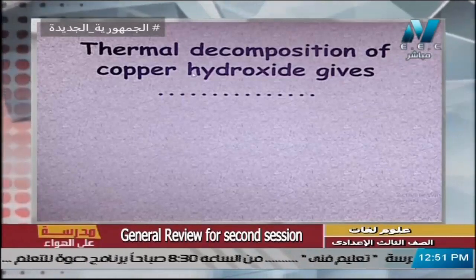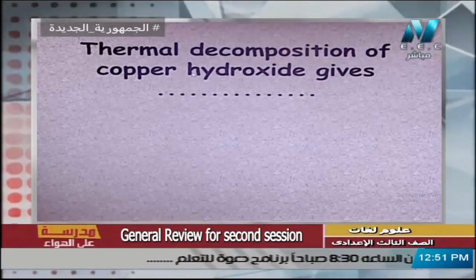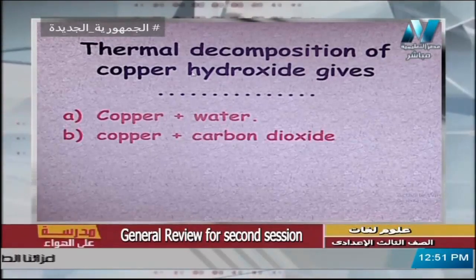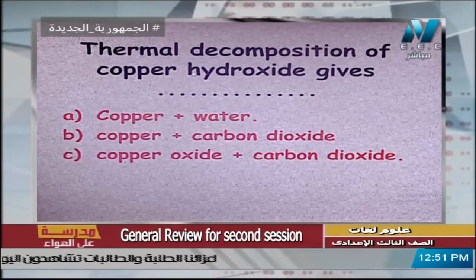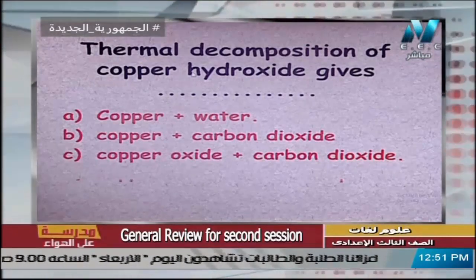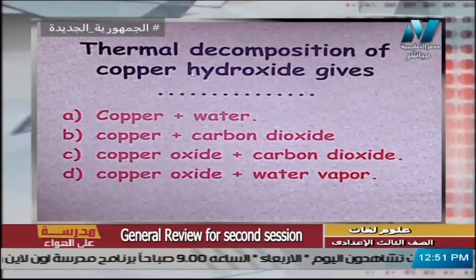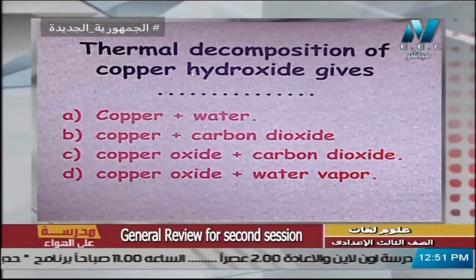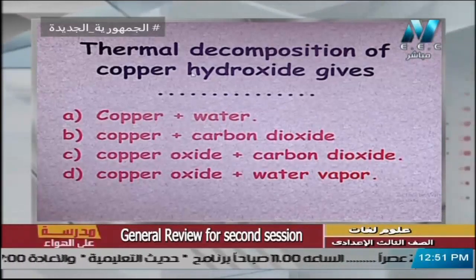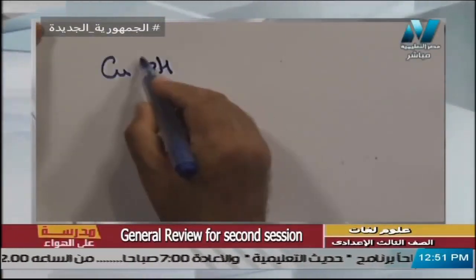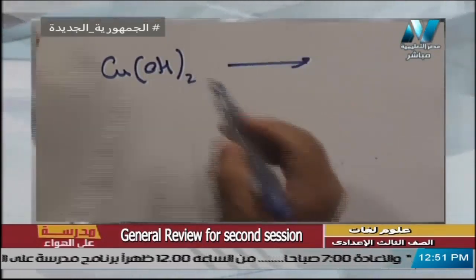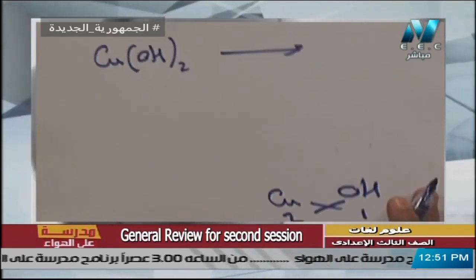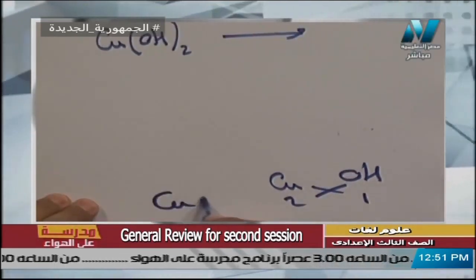Thermal decomposition of copper hydroxide gives what? Copper plus water, copper plus carbon dioxide, copper oxide plus carbon dioxide, copper oxide plus water vapor. برضه equation، برضه chemistry، ما أقدرش أحلها إلا ما أكتب المعادلة الأول. هو بيقول لي copper hydroxide، Cu(OH)2، واتفقنا ليه 2 هنا؟ عشان الكوبر ده كان 2 والهيدروكسيد كان 1 ناقص، يبقى Cu(OH)2.